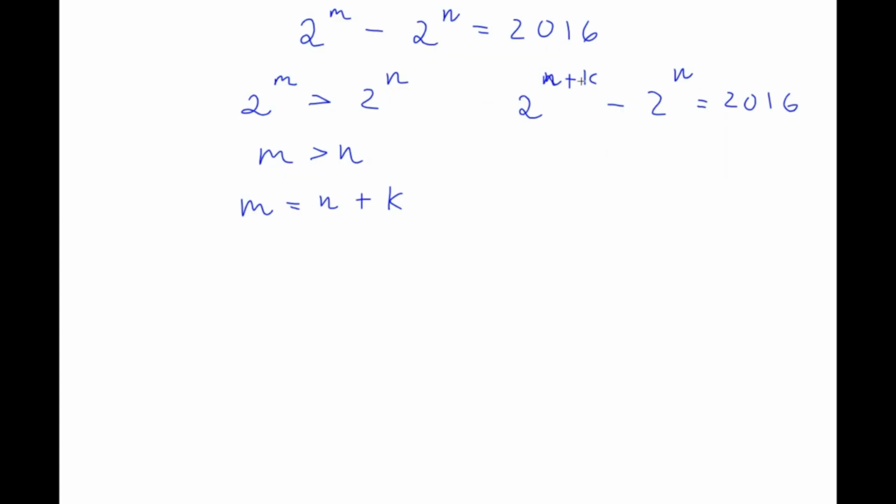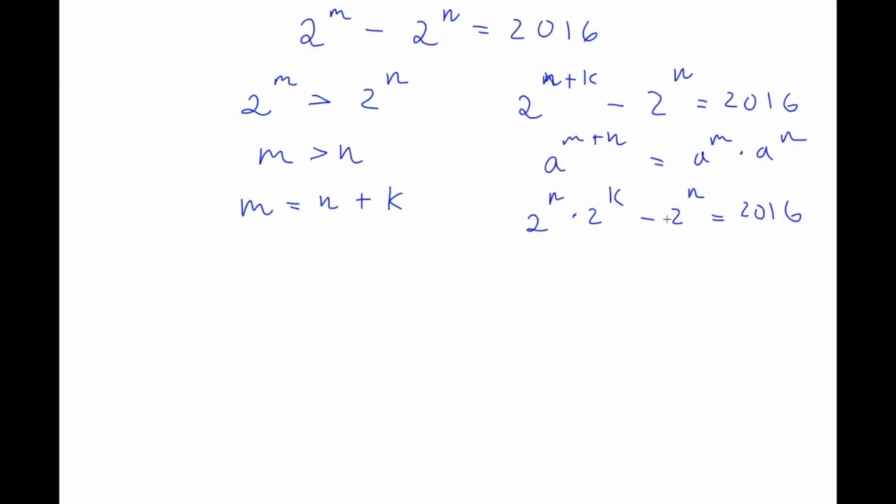Now, as you can see, we have 2 to the power of n plus k, and I want to simplify this. So this is essentially in the form a to the power of m plus n, and this can be simplified into a to the power of m times a to the power of n. So 2 to the power of n plus k in this case is equal to 2 to the power of n times 2 to the power of k, minus 2 to the power of n, equal to 2016.